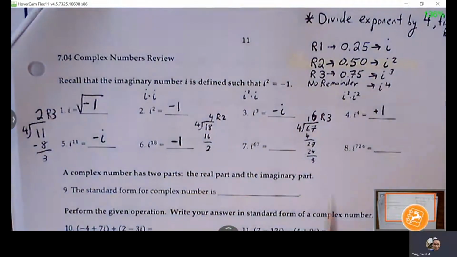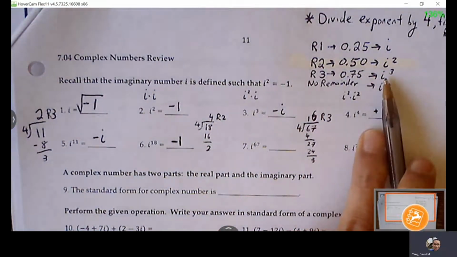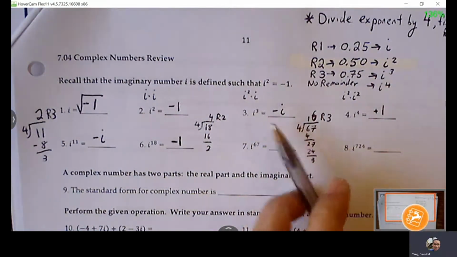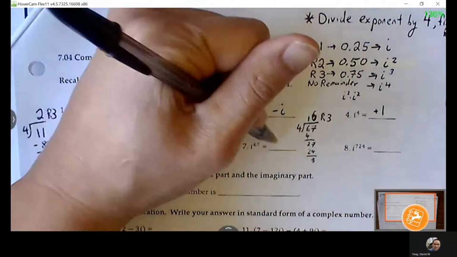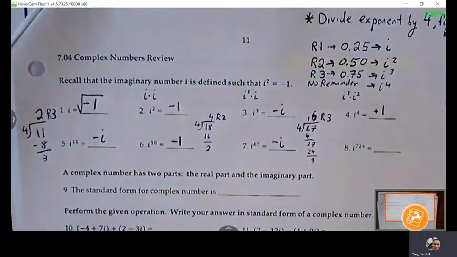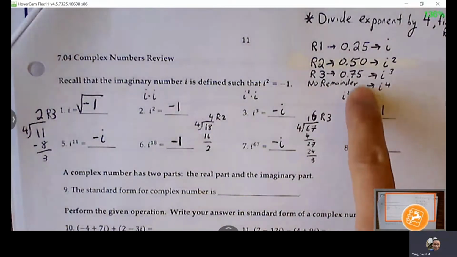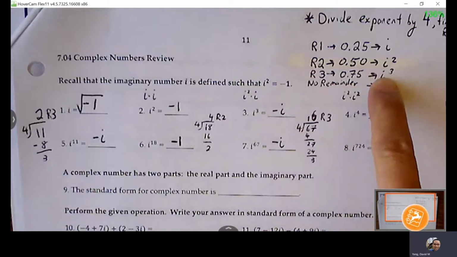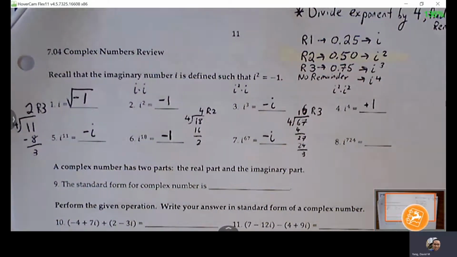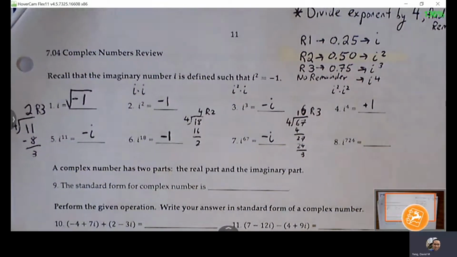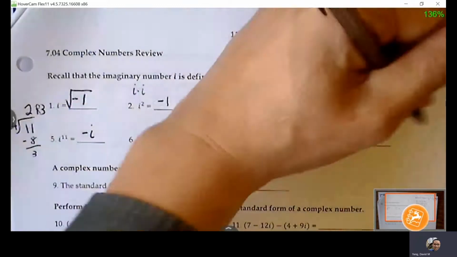The remainder of 3 is i cubed, and i cubed is negative i. You can also do 67 divided by 4. The remainder is 0.75, or the decimal is 0.75, and 0.75 corresponds to i cubed. Okay, finally, 724.